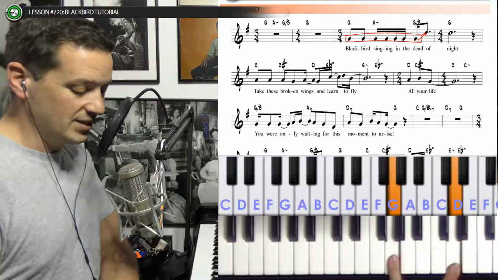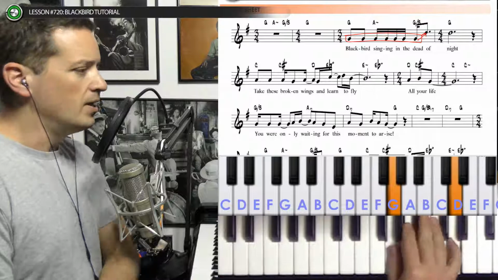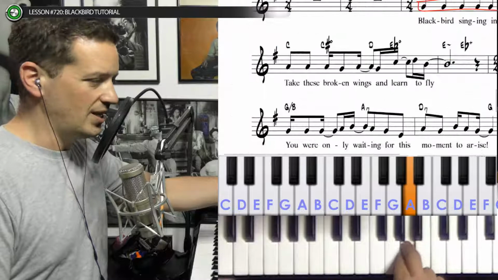So we've got Blackbird Singing in the Dead of Night. Just like that, and practice that up until you can say it or sing it, preferably, along with your playing. Blackbird Singing in the Dead of Night. And then we've got a bunch of A's here. Take these broken wings. So this note right above the G is an A. We're gonna play three of those. Take these broke, and then we're gonna go to the left and come right back.